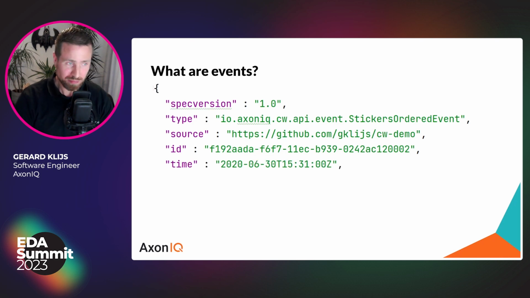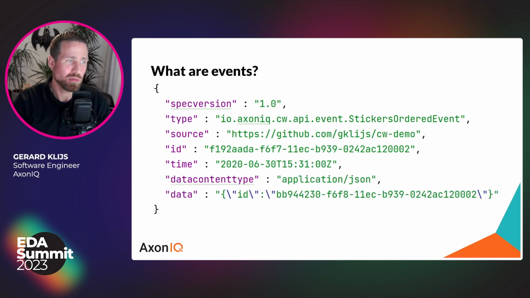Then a time. Of course, an event is always something that has happened in the past. So then it's nice to have a timestamp. Also, if, for example, something screws up the ordering, then you still can fall back on the time, so you know that this event really happened before this event.